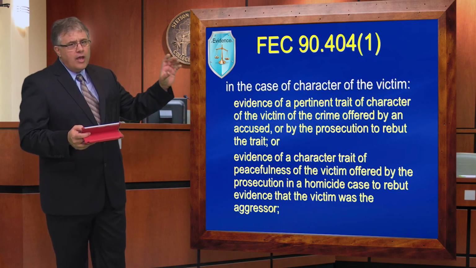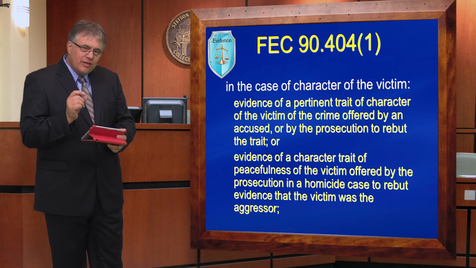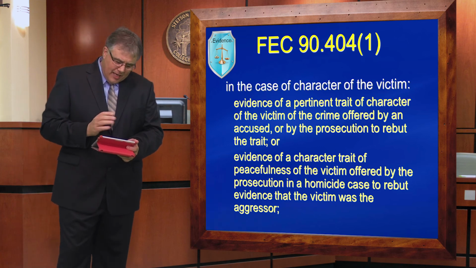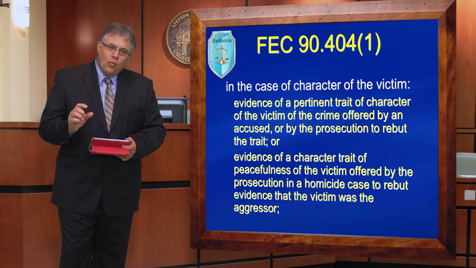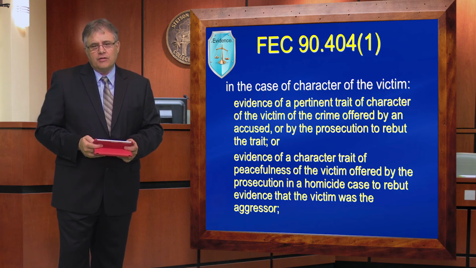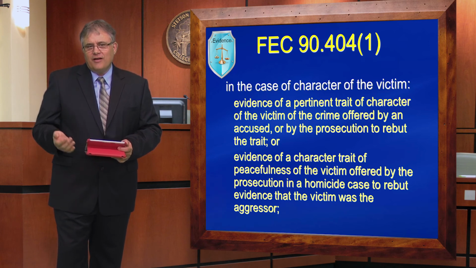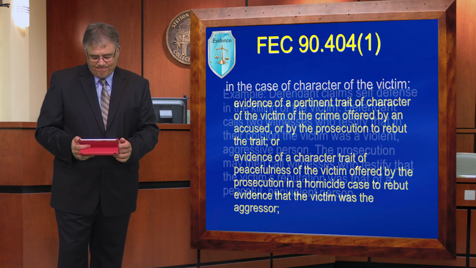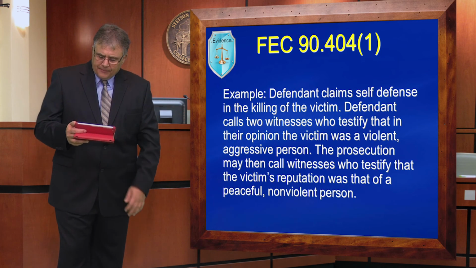Works the same way with the character of the victim, with the caveat that if I'm in a homicide case, once evidence has been put on that the victim was the aggressor, I can offer evidence of character to rebut that the victim was the aggressor. Why? Because the victim is not there to provide character evidence. And then we've got an example of it right here on the slide. I'll let you take a look at it.